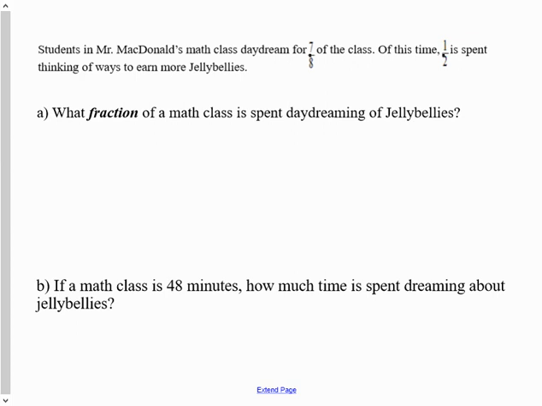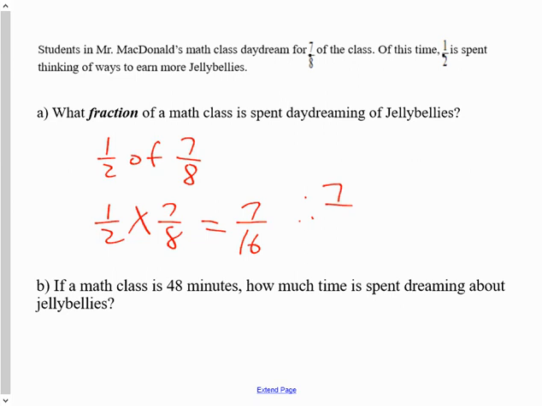Students in Mr. McDonald's math class daydream for 7/8 of the class. That seems about right. Of this time, 1/4 is spent thinking of ways to earn more Jelly Bellies. What fraction of a math class is spent daydreaming of just Jelly Bellies? So half of the 7/8 they daydream is what the word form would be as an expression. It'd be 1/2 times 7/8. Therefore, the answer is 7/16 of a class is Jelly Belly dreaming. That would be the answer for that.